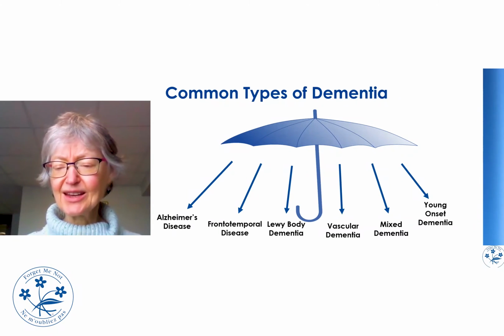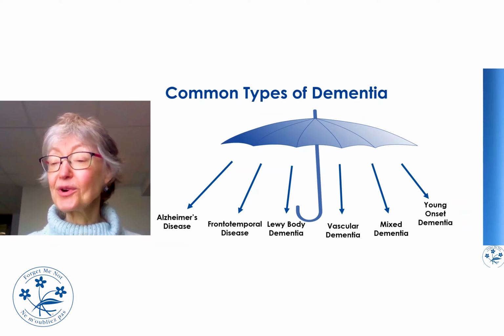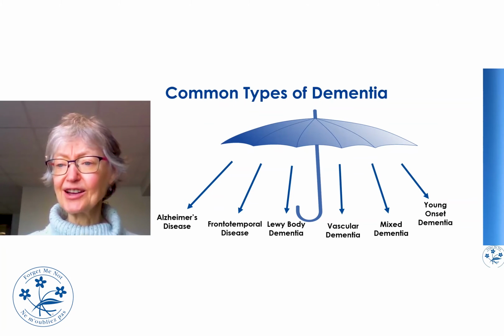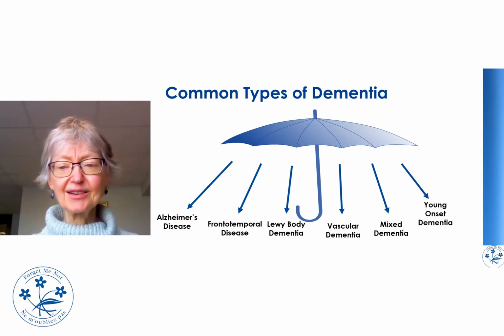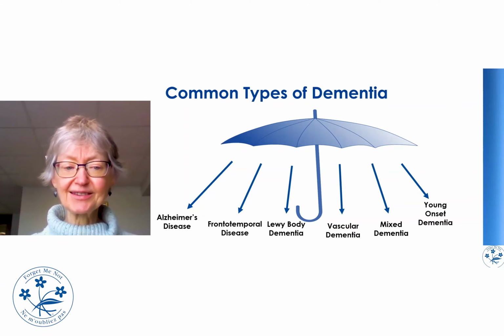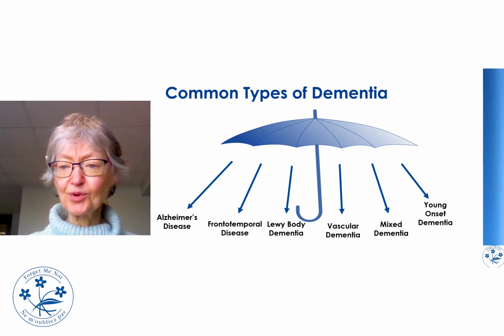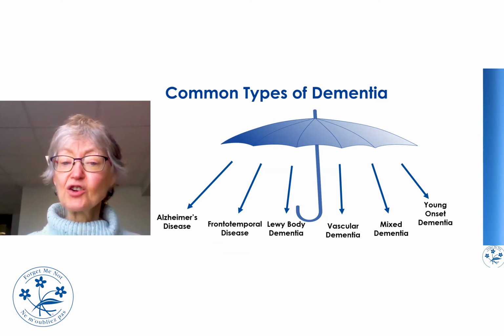And then there are folks who are under the age of 65 who have been diagnosed with dementia, and that's referred to as young onset dementia. And the most common young onset dementias occur in Alzheimer's and the frontotemporal family. So those are the common types of dementia.